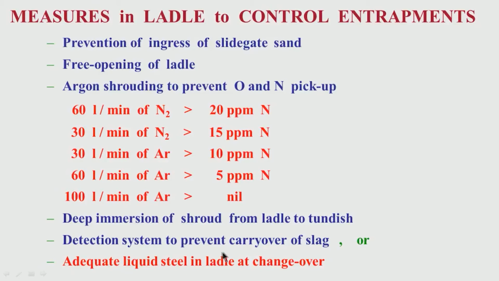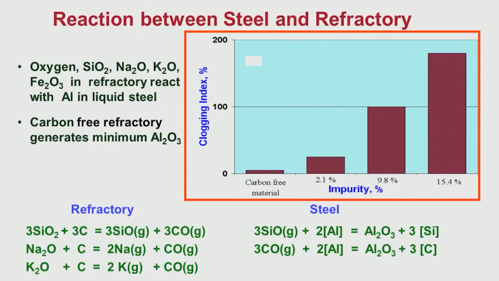And if that detection system for slag carryover is not there, then there has to be adequate liquid steel in the ladle at the end of the emptying of the ladle, so that slag does not come into the tundish. So, this is very important.